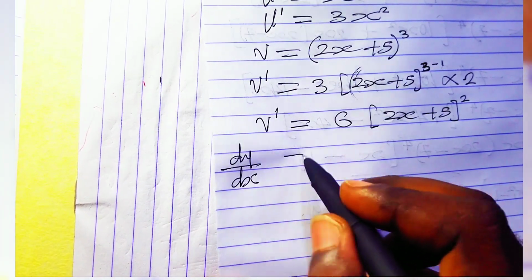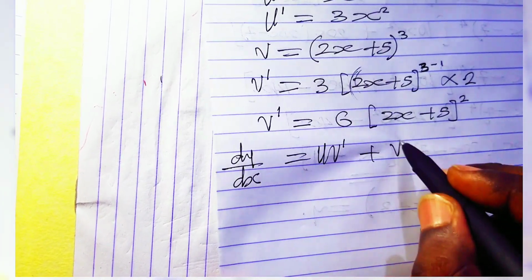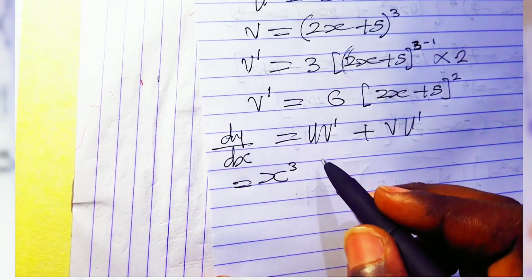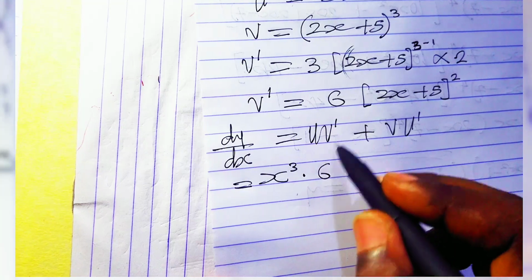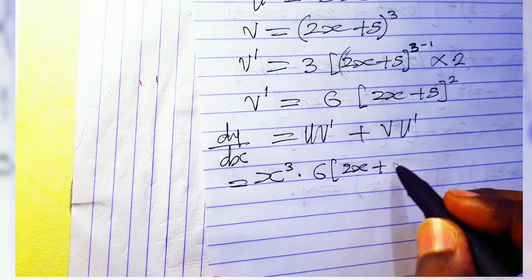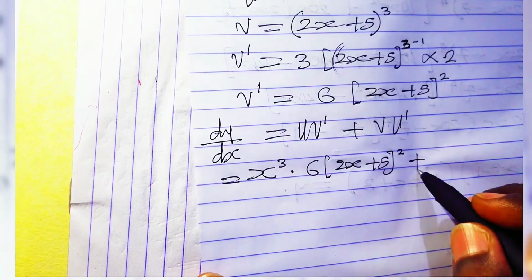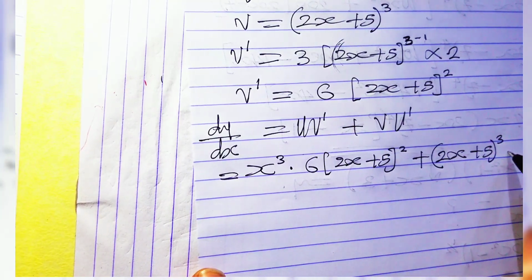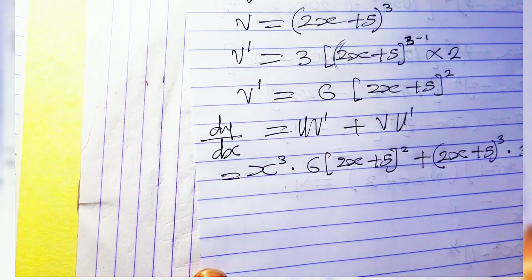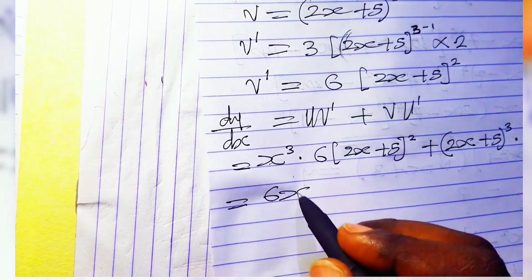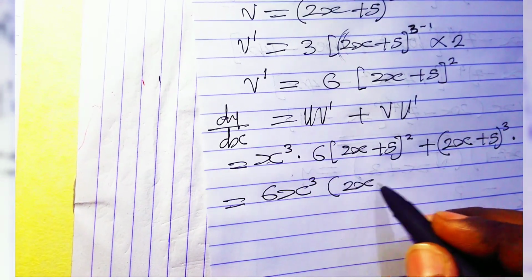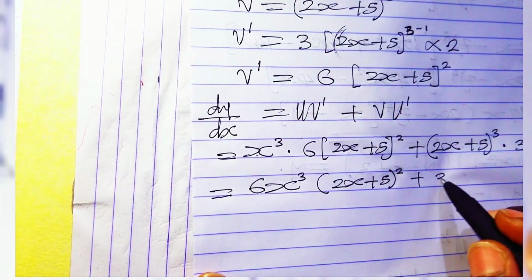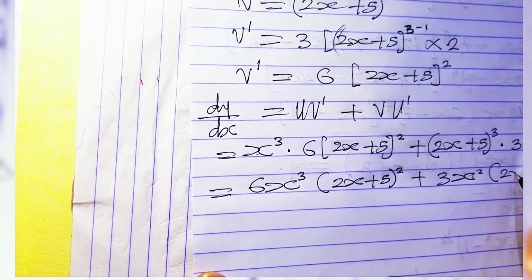dy/dx is equal to uv prime plus vu prime, and therefore this becomes x cubed multiplied by 6 in the bracket (2x plus 5) raised to the power of 2, plus (2x plus 5) raised to the power of 3 multiplied by 3x squared. Therefore this times this is 6x cubed in the bracket (2x plus 5) raised to the power of 2, plus this times this, that's 3x squared in the bracket (2x plus 5) raised to the power of 3.